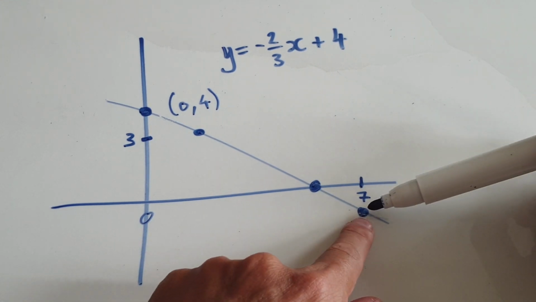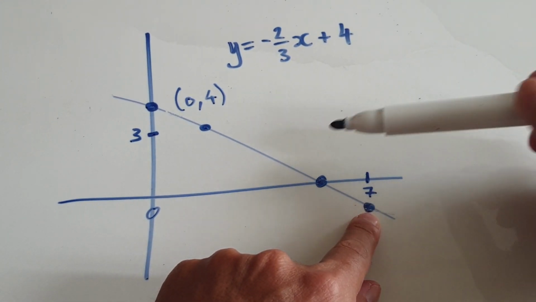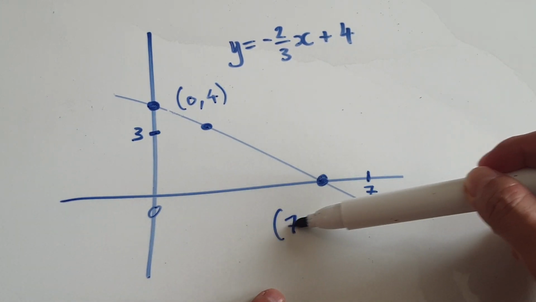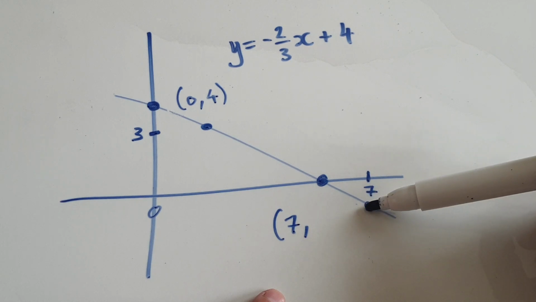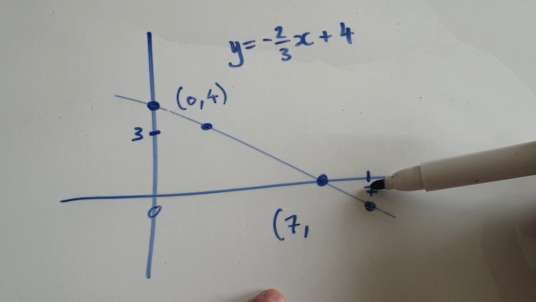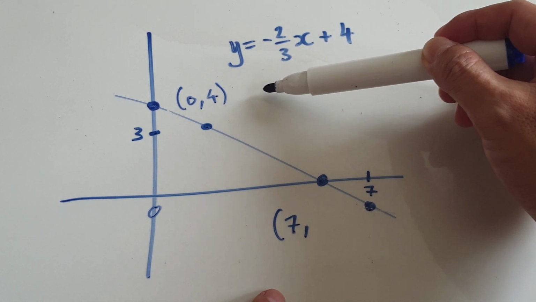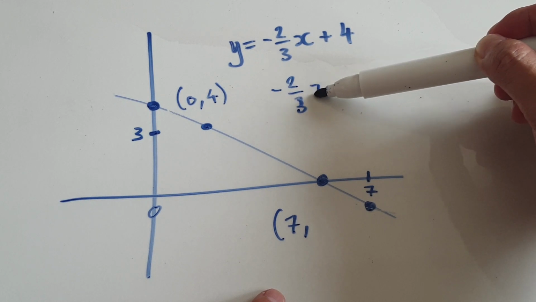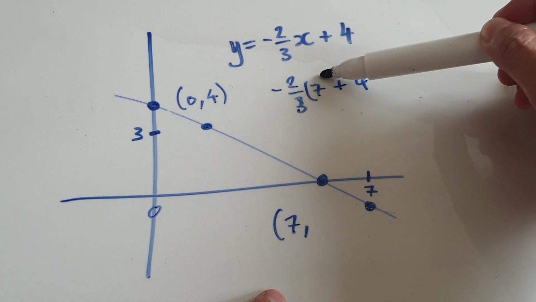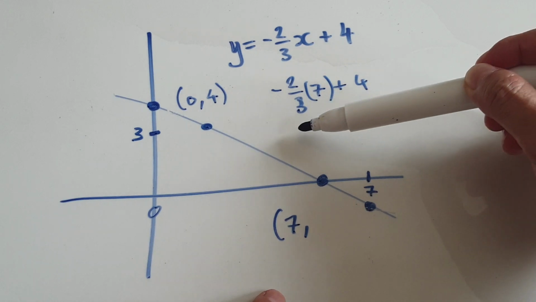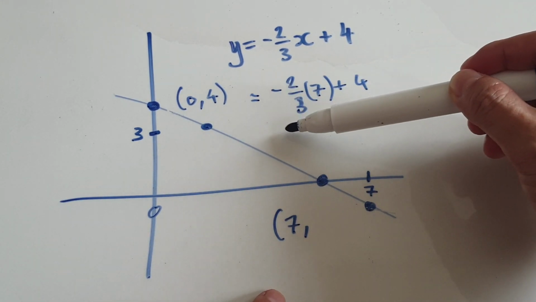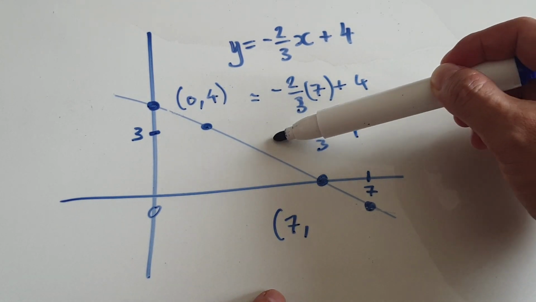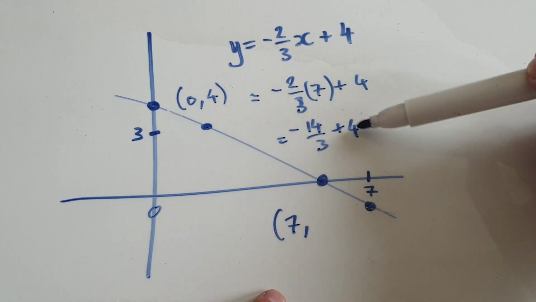Let's do this one here. When x is 7, the coordinates here will be 7 across, and we need to know the y coordinate. So if you know x is 7, put 7 into the x. So this will become minus 2 over 3 times 7 plus 4. And then this 7 gets multiplied to the top. So that would be negative 14 over 3 plus 4. And then we've got to merge these two together.